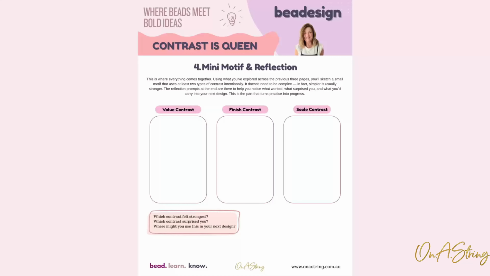It's where you'll actually use what we've talked about. Choose 2 types of contrast. It could be value and finish, it could be scale and texture, and build a small motif. It doesn't have to be elaborate. Let the contrast do the work. Sketch out your value contrast, finish contrast, or scale contrast on your printable guide, and then do some reflection. Which feels strongest, which surprises you, and which might you use in your next design.